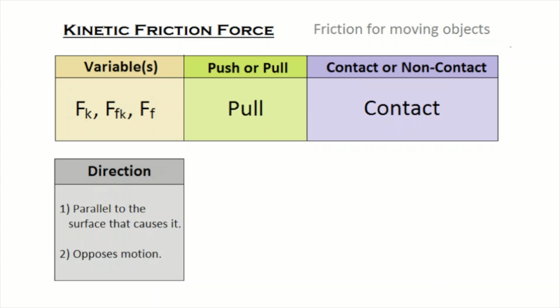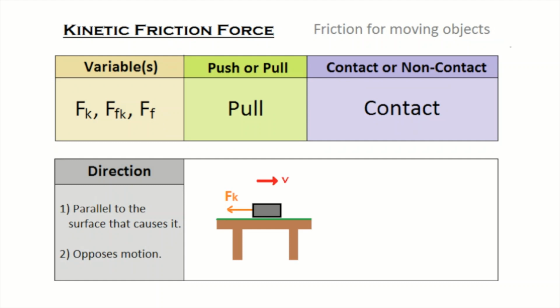Direction is 2 things, parallel to the surface that causes it and opposite the direction of motion. If we have this box sliding to the right across a tabletop, notice that friction is opposite the direction of motion and parallel to the surface. If it's on an angled ramp, again we have friction opposite the direction of motion and parallel to the surface.